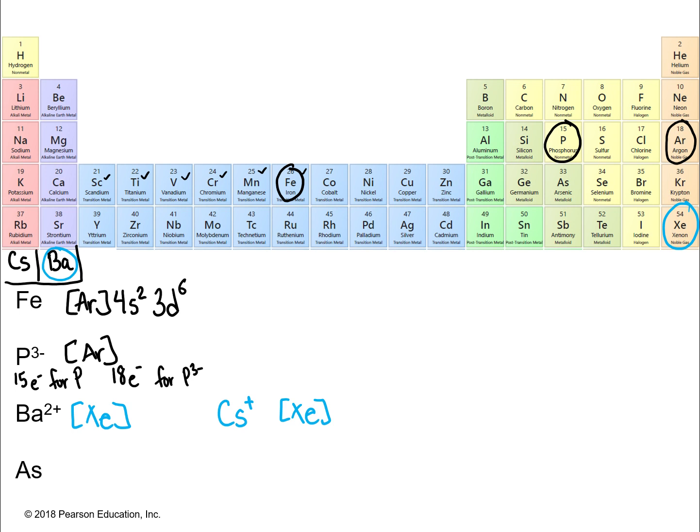No. Yeah, for the ions, it's just going to look like a noble gas. You're welcome.